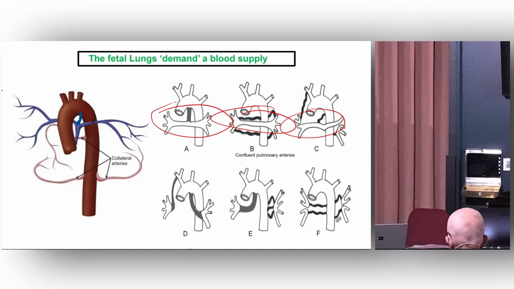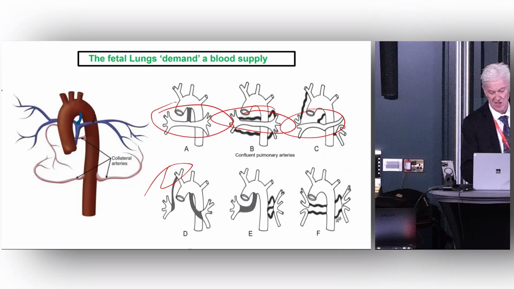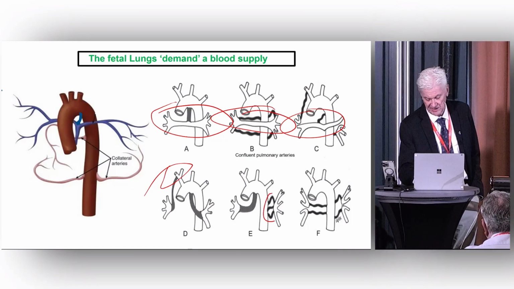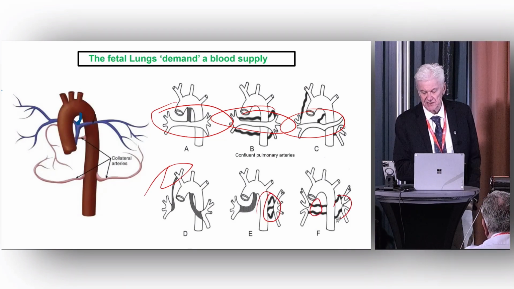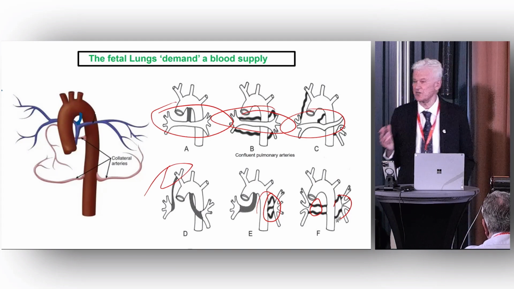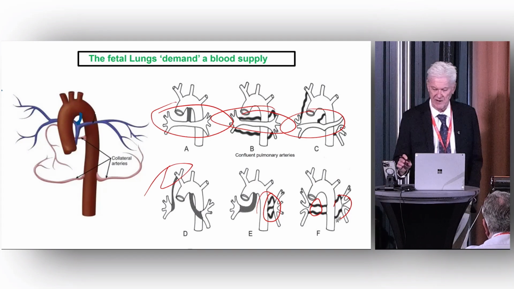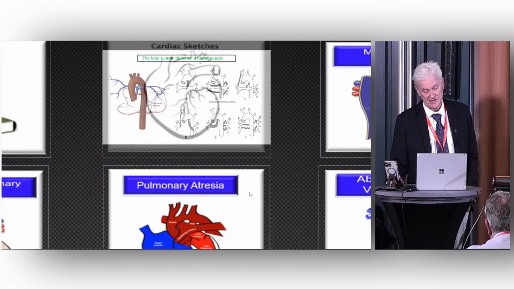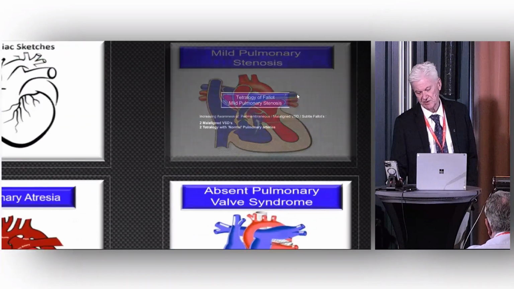Compared to the lungs that are being supplied by anything from the intercostals to the subclavians to the descending aorta, these multiple aortopulmonary collaterals are a surgical nightmare in terms of repair, and these are the babies that carry a terrible prognosis. So let's run through the cases.